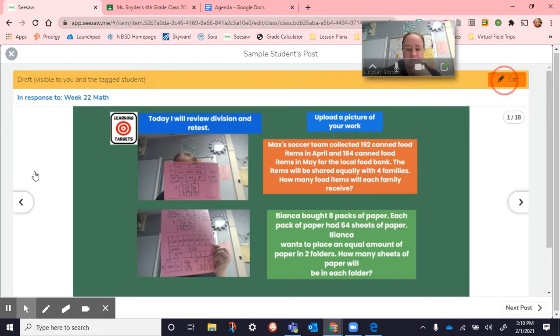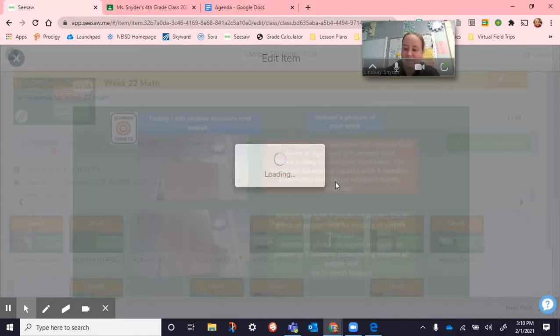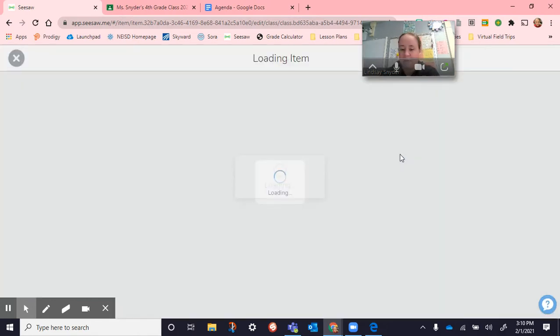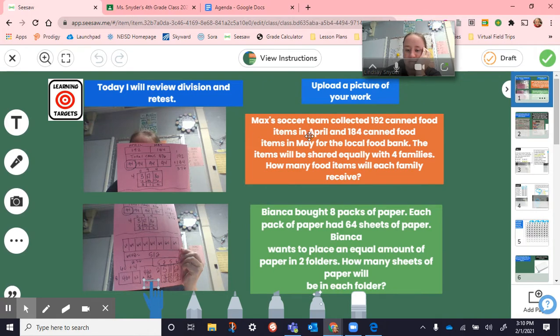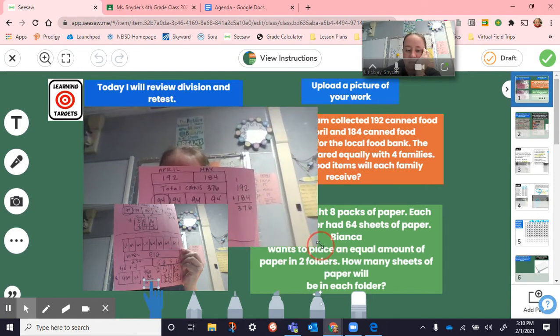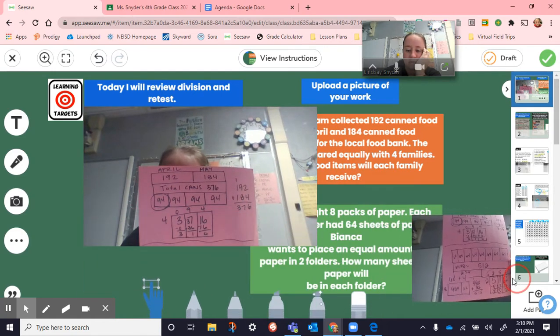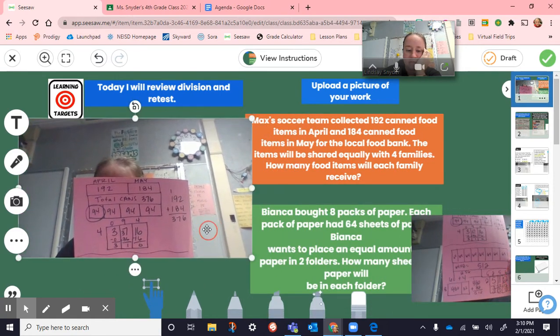You can pause and look at that. And the first one says we've got Max's soccer team, and they collected some food in April, and then some other food in May. And so I went ahead and I took this one out of the way. I took that information and I put it up here at top. Here's the amount for April. Here's the amount for May.